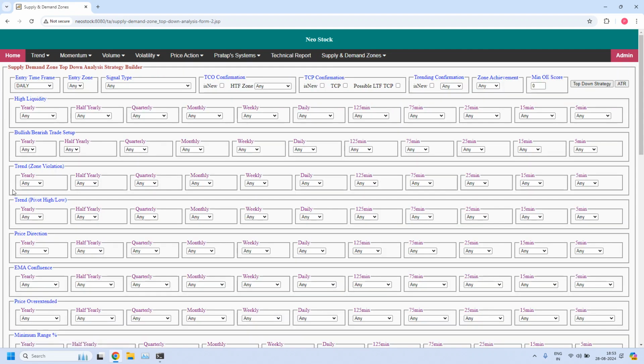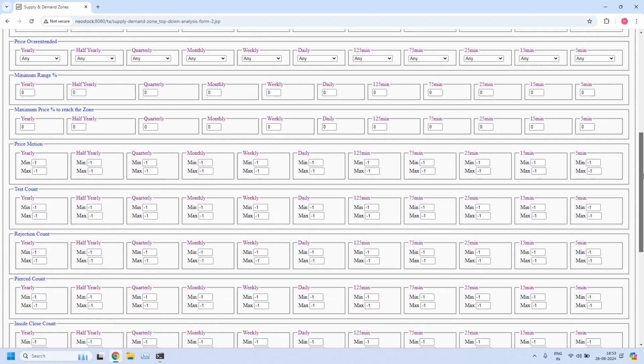Now, the next income trade is the weekly income trade. In the weekly income trade, entry time frame is 75 minutes. Bullish trade setup, entry zone, demand zone. In bullish or bearish trade setup at the 75 minutes time frame, I am selecting bullish. Next, the 75 minutes demand zone should not be pierced.